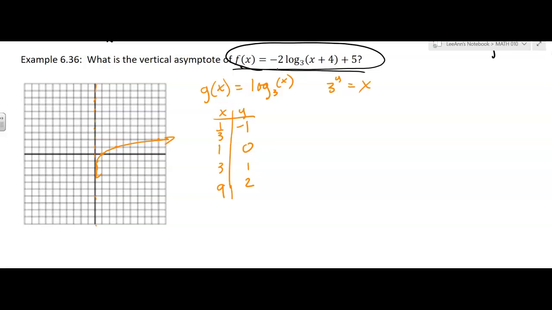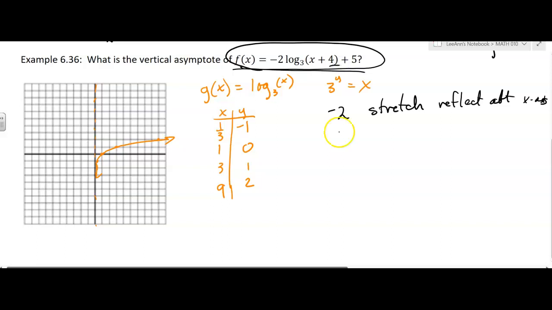We can do that by doing the transformations on it. So we know it's going to reflect upside down. So -2, it's going to have a stretch. And it's going to reflect about the x-axis. And we know it's going to shift 4 to the left and 5 up. Now, the 5 up, that's not going to make a huge difference for us, but anyway, we'll try to do this.